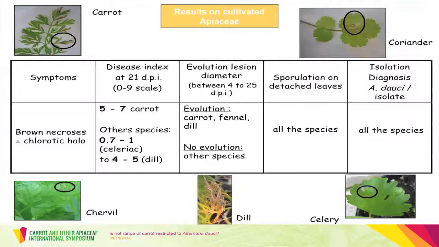And there were 2 groups. The first group with carrot, fennel, and dill, with evolution of the lesion diameter, and for the other, there were no evolution of the diameter of the lesion. For all the species, we observed sporulation, and quite important, on the detached leaf. And the identification of the isolate was confirmed with all the tools I presented before, so morphological and molecular too.